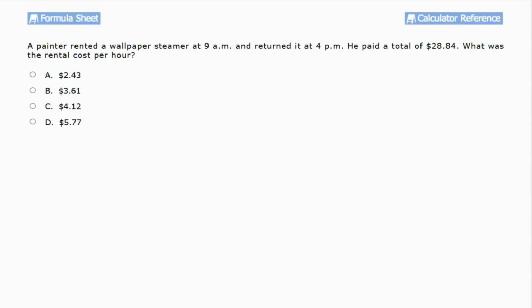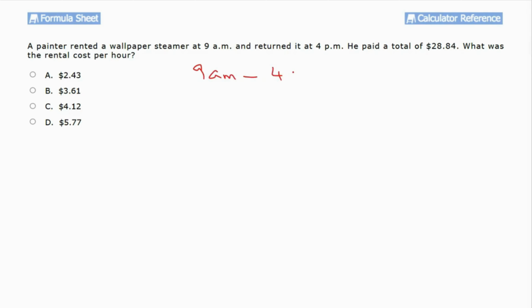So here is the first question. A painter rented a wallpaper steamer at 9 a.m. and returned it at 4 p.m. He paid a total of $28.84. What was the rental cost per hour? So we have to see how many hours he has used that one. And the total amount he has given is $28.84.